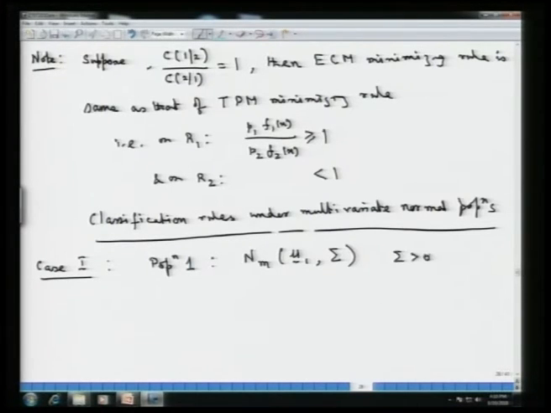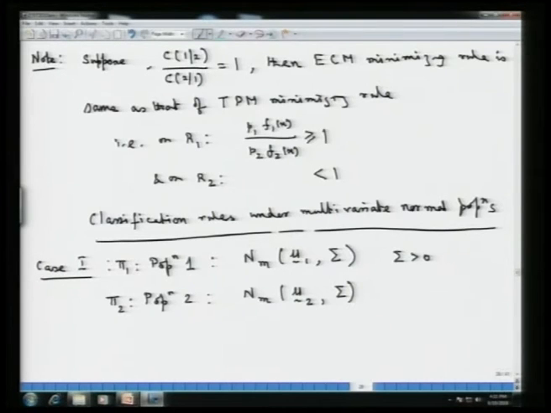So, sigma is assumed to be positive definite, and this in our notation is the pi 1 population. The second population, which we had earlier denoted by pi 2, let us assume is also a multivariate normal of dimension m, with mean mu 2 and a covariance matrix the same as that of the first population. So, the difference between these two multivariate populations comes in their mean vectors: for population number 1 it is mu 1, and for population number 2 it is mu 2.